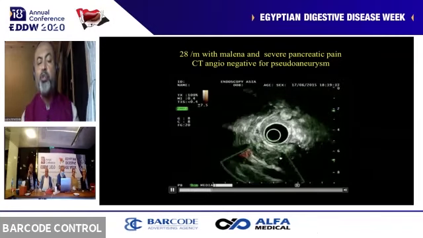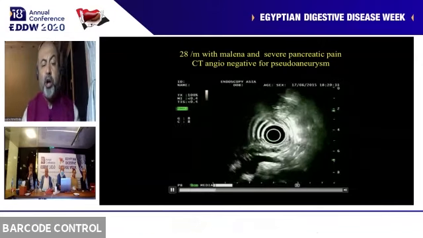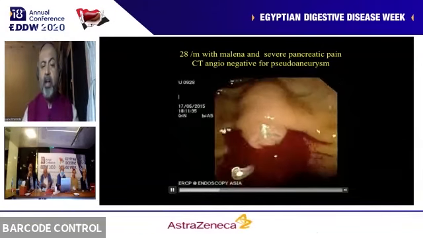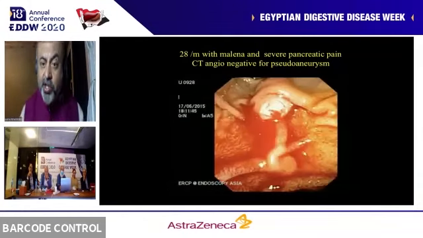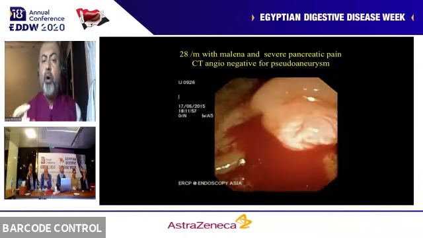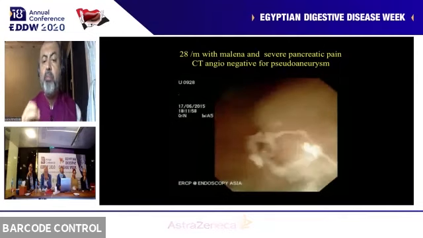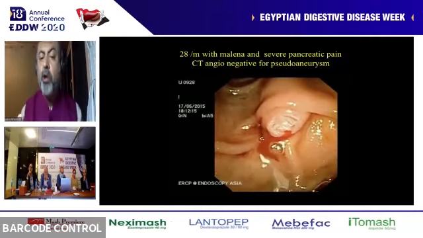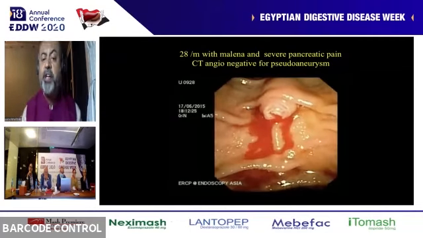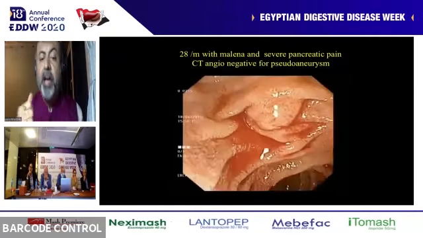This entire pancreatic duct is full of soft stones. Those who do not have very well-trained eyes in endosonography may not appreciate it very clearly, but this is what was happening: hemosuccus pancreaticus. This young boy, a 28-year-old man, was spewing blood from the ampulla. The interventional radiologist could not pick it up.